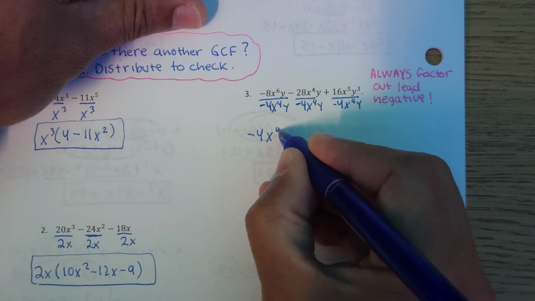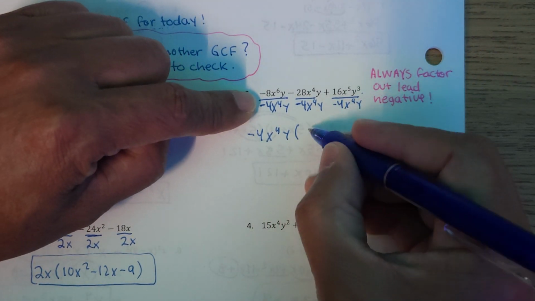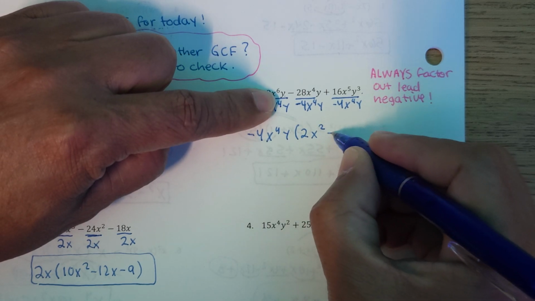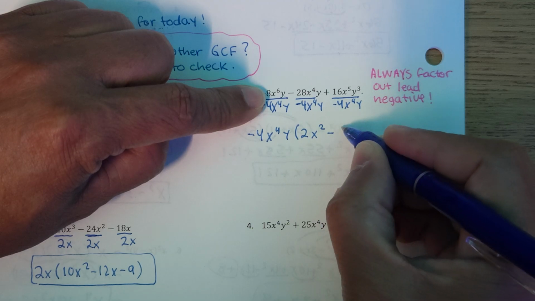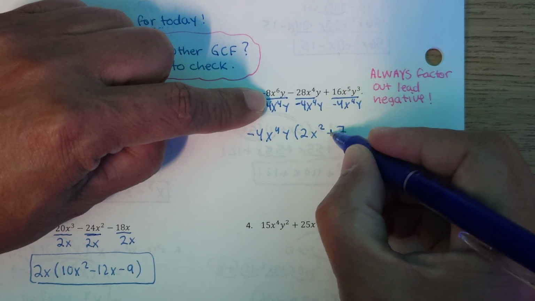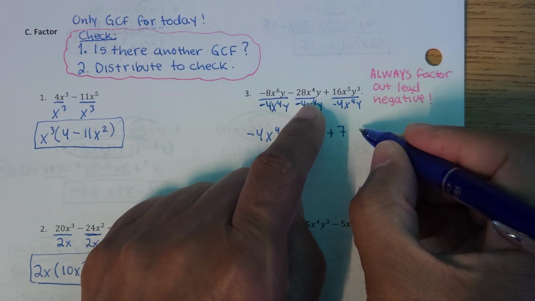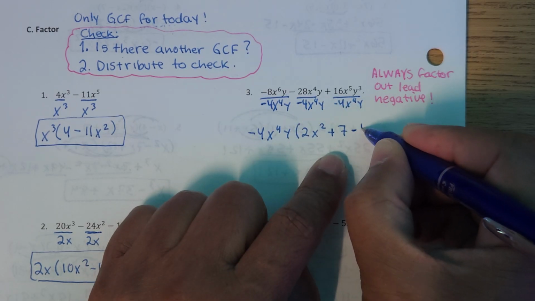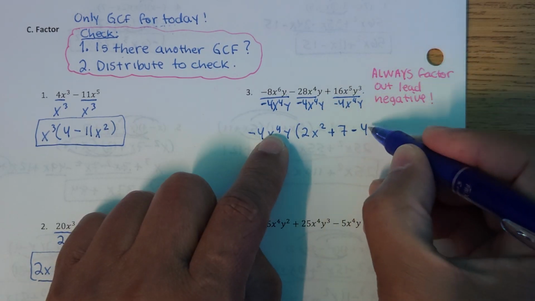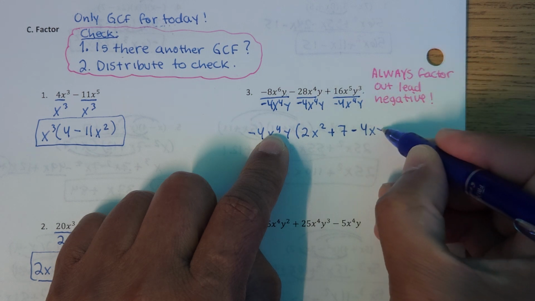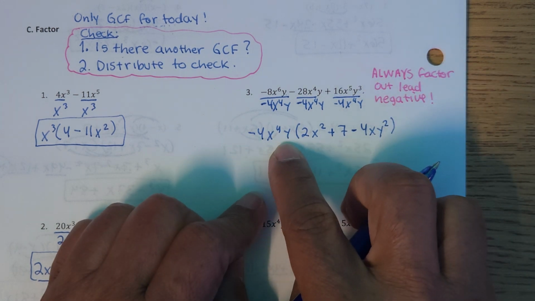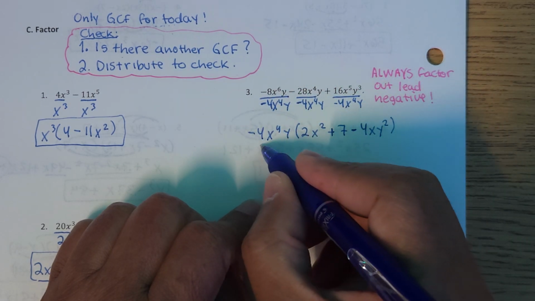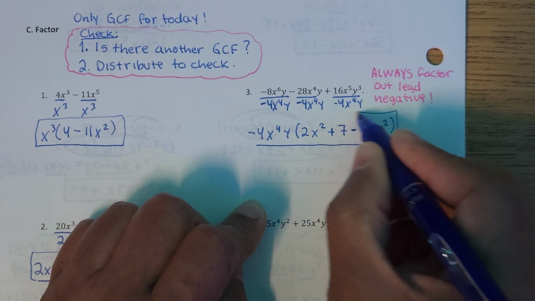So negative 4x to the 4th times y times, now this becomes positive 2x to the 2nd, and there's no y with this one. Then minus, 4 goes into 28 7 times. So 7, and it becomes plus, right? So plus 7, and this one becomes negative. 4 goes into 16 4 times, and this is x to the 5th. We factor out x to the 4th, so this is 4x, and this is y to the 3rd. So this becomes y to the 2nd, okay, because we factored out a GCF of y. So this is the answer of number 3, with the GCF of negative 4x to the 4th times y.